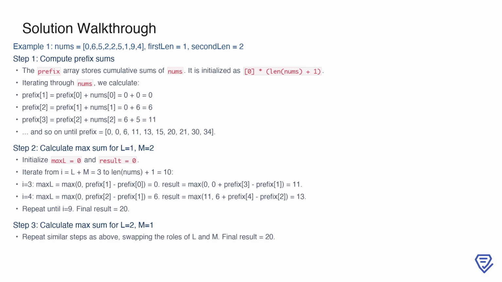Lastly, we reverse the roles of L and M and repeat the same steps to ensure we consider both possible configurations. The result remains 20 in this case, which we store for comparison later.